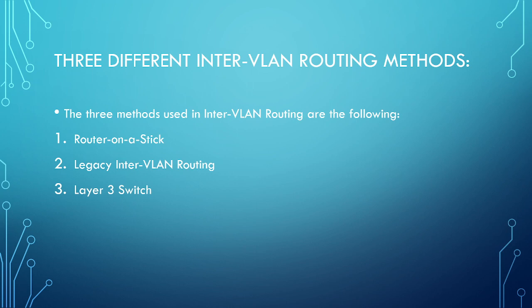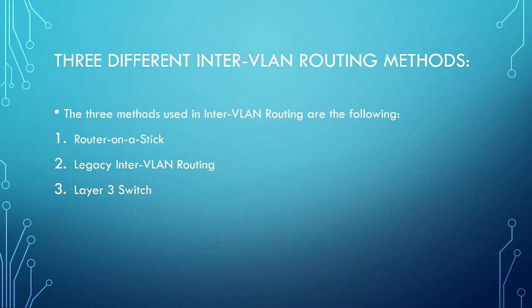The next method would be legacy inter-VLAN routing, which is a traditional method for enabling communication between the VLANs. It involves using a router with multiple physical interfaces that are each connected to a different VLAN. The router acts as a bridge between the VLANs and forwards traffic between them based on VLAN IDs.